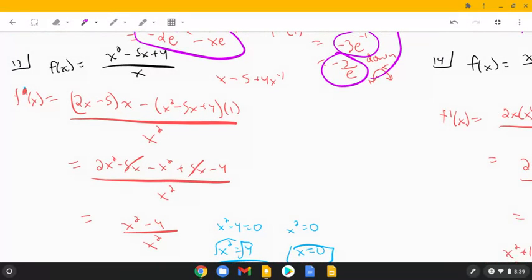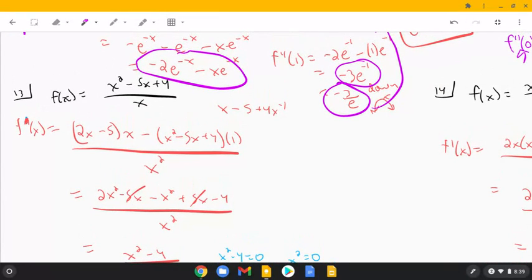Next part is the rational functions. You have to use the quotient rule in finding these derivatives. Another way would be to just simplify it from the outset. If you just took each of these sections and simplified it, you might have done it that way. You could rewrite this function as x minus 5 plus 4x to the negative 1. Probably didn't do that, though, I'm guessing. Probably did the quotient rule, which is fine.